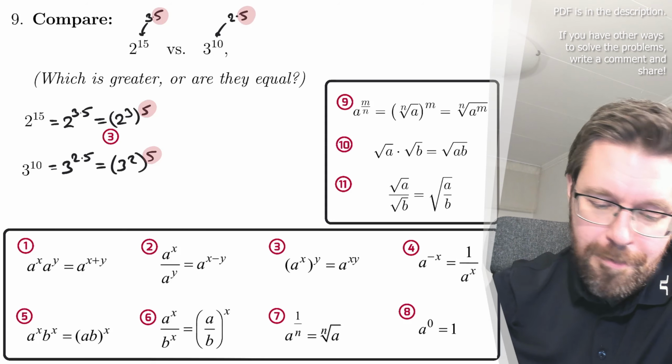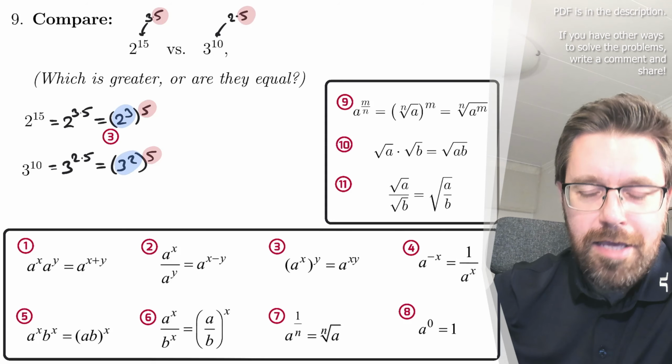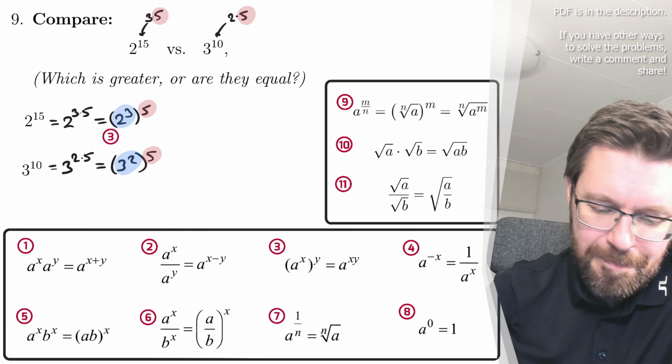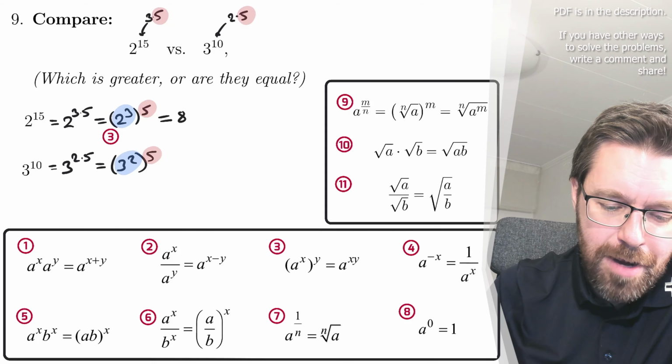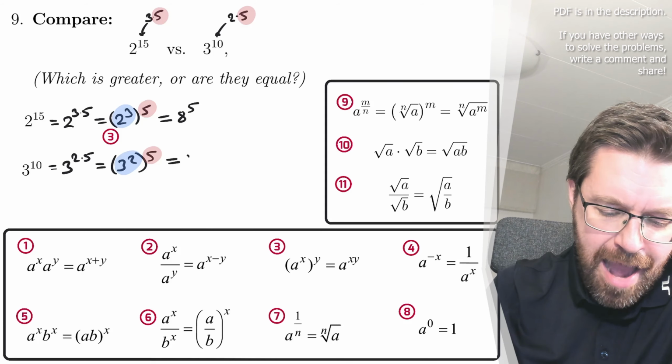So the base, what is the base? 2 raised to the power of 3 equals 8, and 3 raised to the power of 2 equals 9. So the first one is 8 raised to the power of 5, and the last one is 9 raised to the power of 5. So which of them is greater? The greater one is this one here. So the greater one is 3 raised to the power of 10, because it has the greater base.